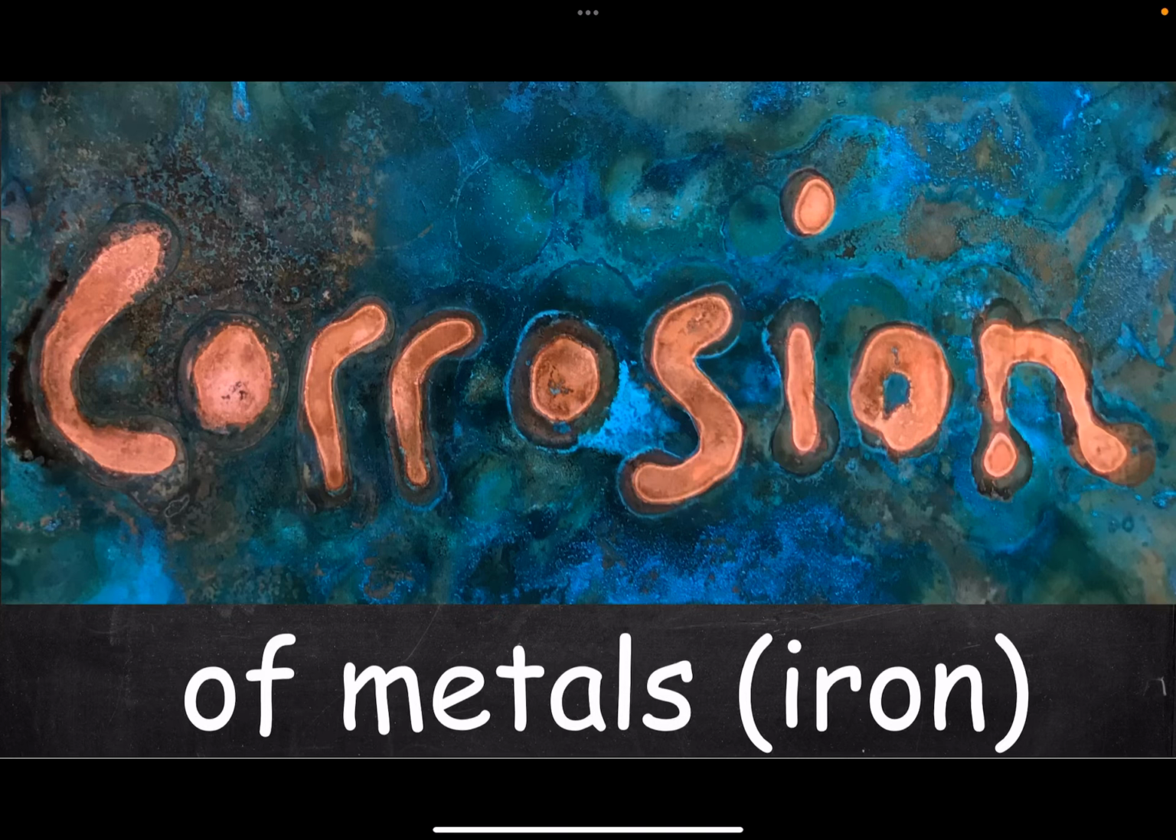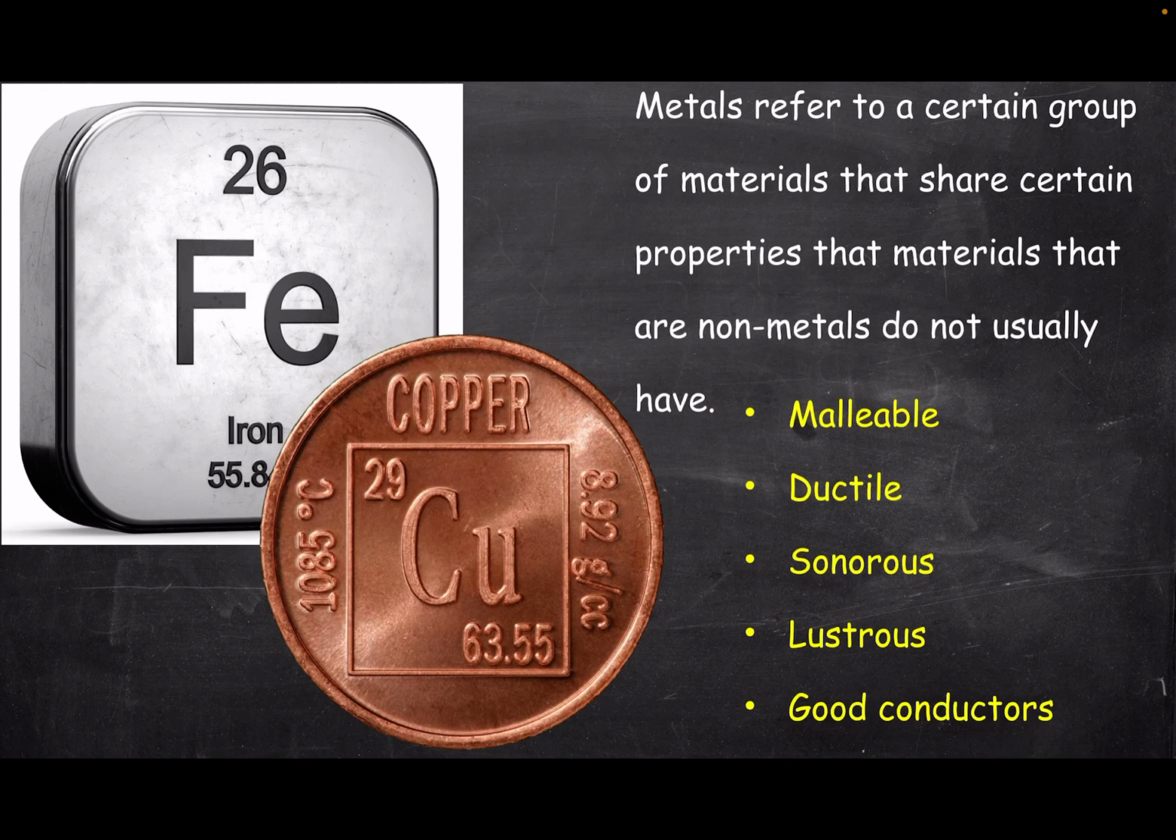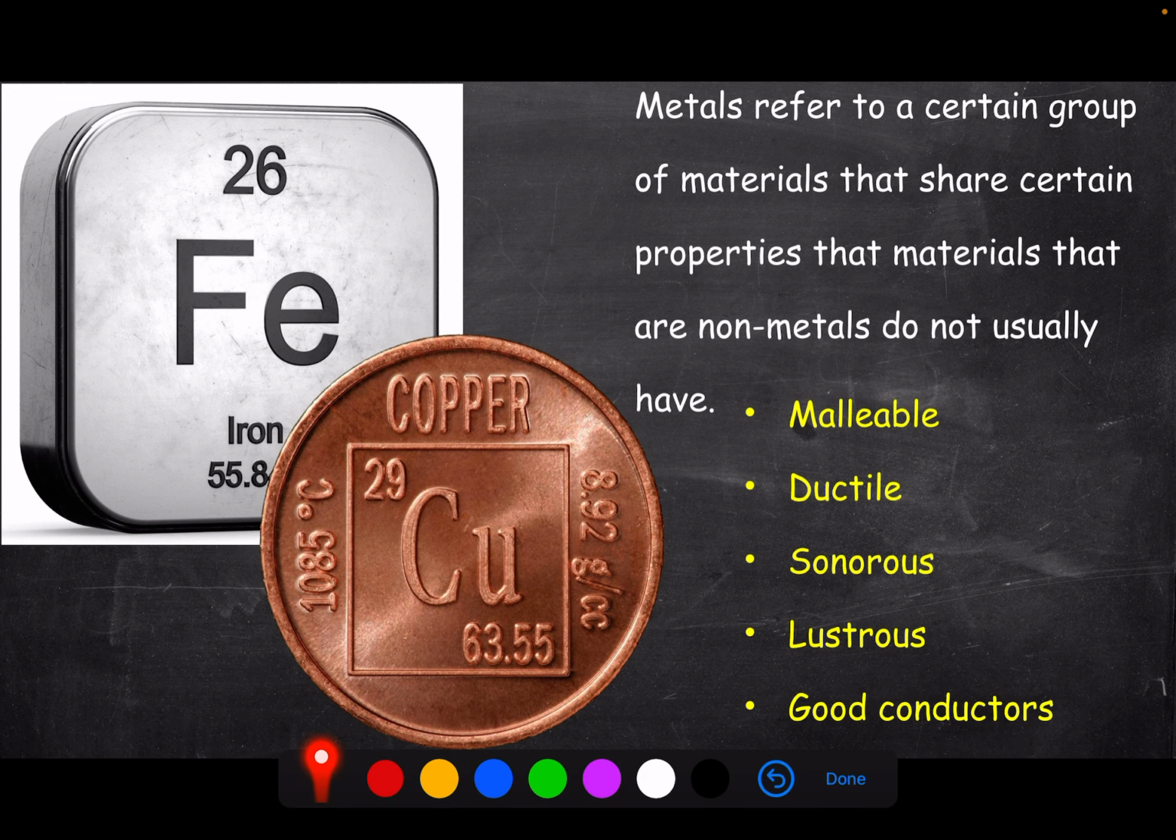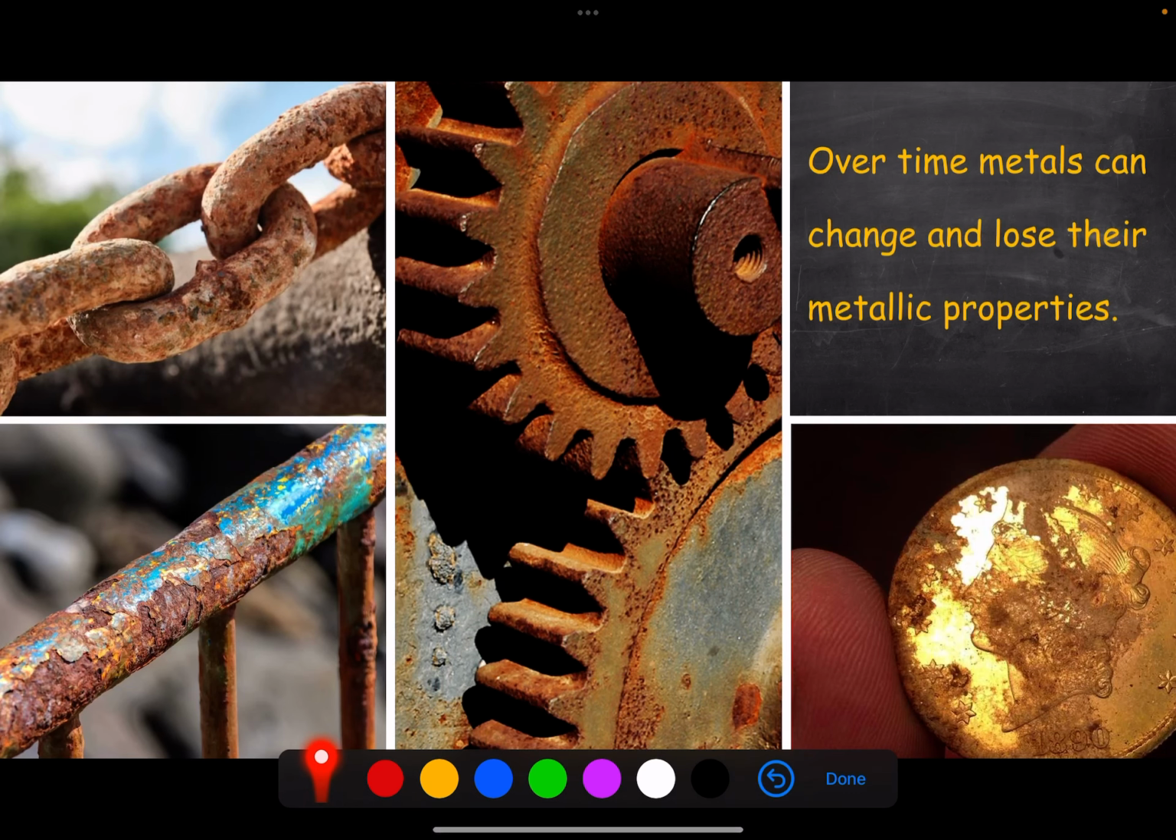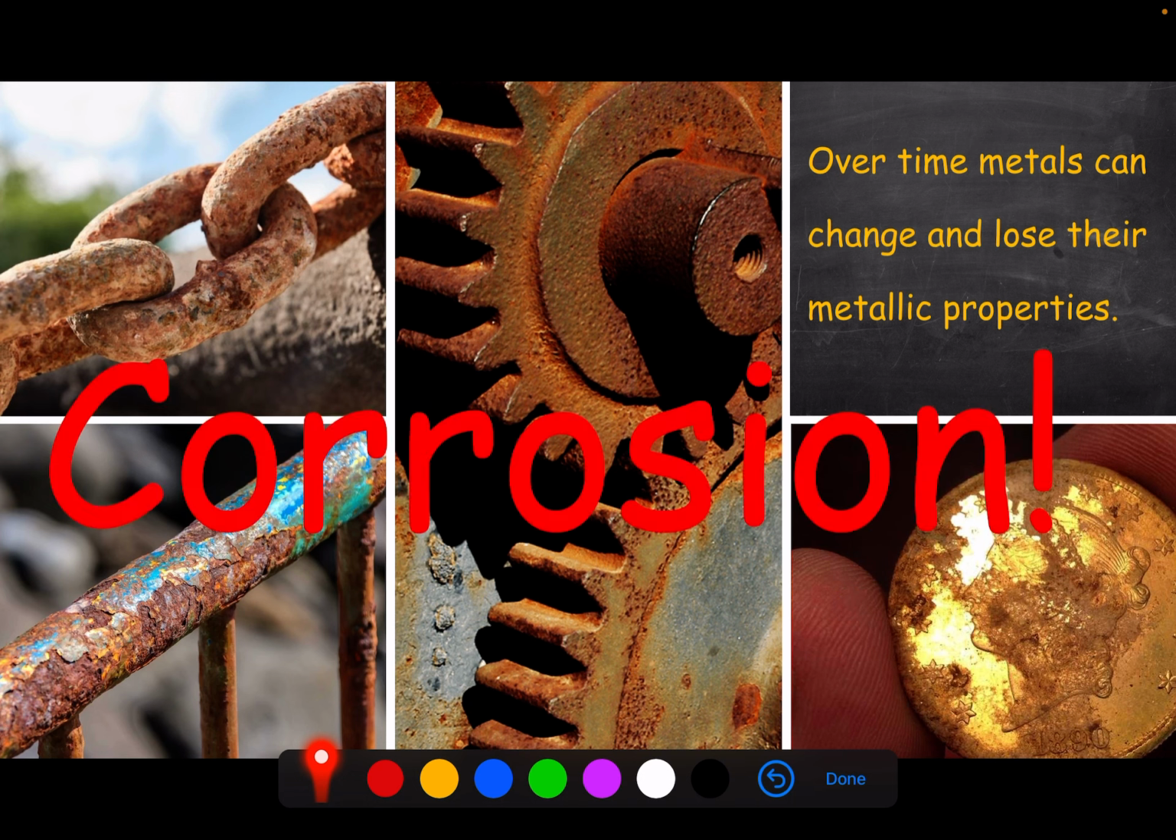Boys and girls, welcome to a lesson on corrosion of metals, and our focus today is specifically on iron corrosion. Metals refer to a certain group of materials that share certain properties that non-metals usually do not have. These properties can be being malleable, ductile, sonorous, lustrous, or just being generally good conductors of heat and electricity. But over time, metals can and tend to change and lose these metallic properties, and in so doing become nonmetals. This is all caused by a process known as corrosion.